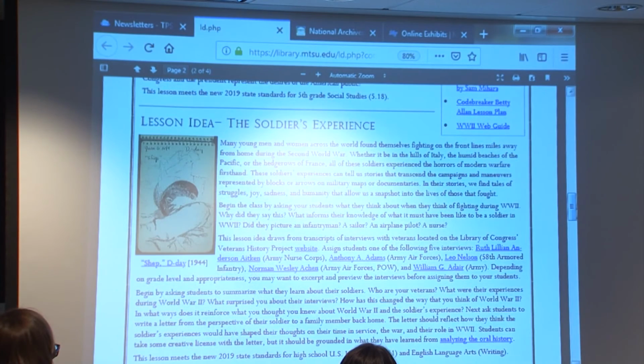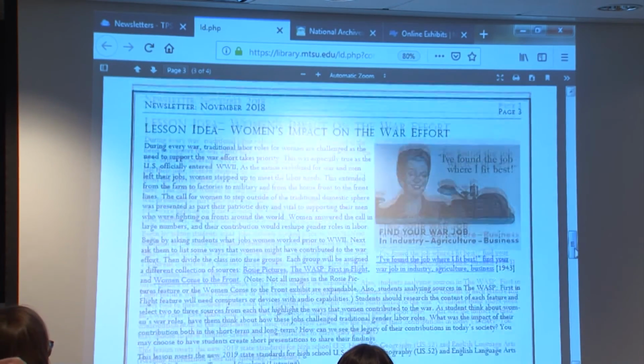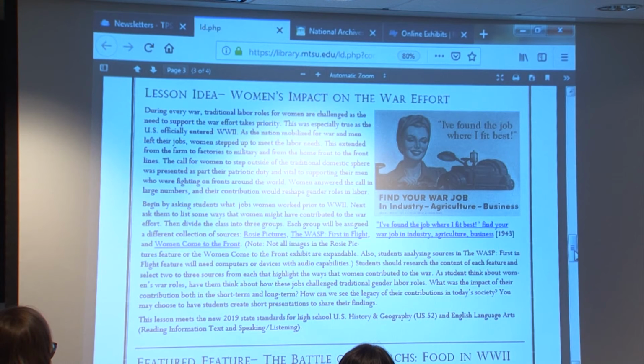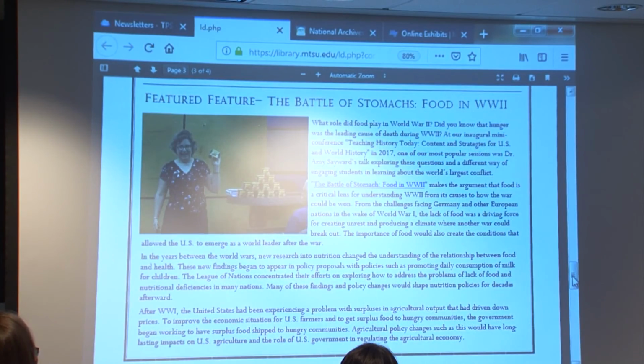And then we have one on the soldier's experience, and this is kind of related to what Ethan created earlier. Again, lots of interviews, which is so important because this generation, as you know, is becoming depleted of people in this country the further we go in time, and so it's just so important to be able to hear their words. So women's impact on the war effort, for all those people who want to look at Rosie the Riveter in the class.